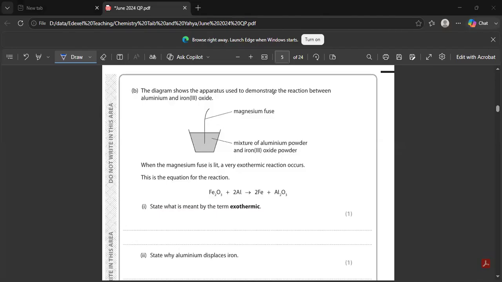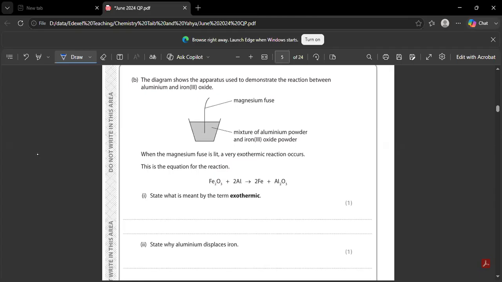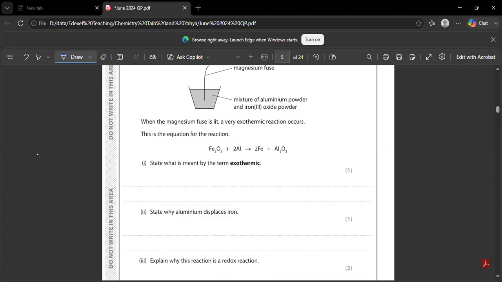All right, so here we go with another part. The diagram shows the apparatus used to demonstrate the reaction between aluminium and iron(III) oxide. A magnesium fuse is there. When the magnesium fuse is lit, a very exothermic reaction occurs, right? This is the equation for the reaction: iron oxide plus aluminium reacts and forms aluminium oxide, right?